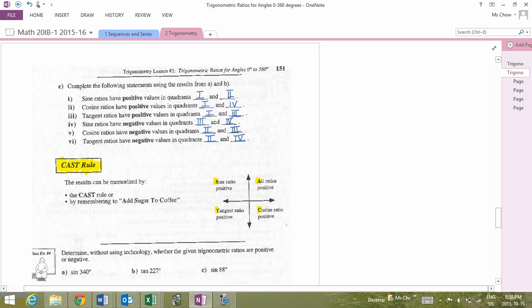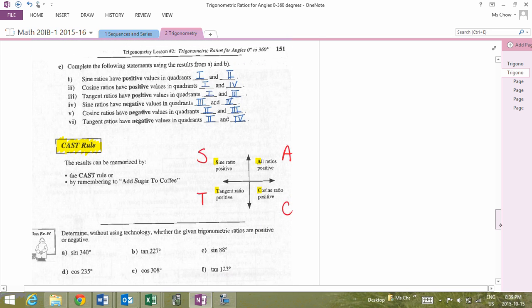So you often see people writing CAST. So these are all ratios being positive: cosine, all, sine, tangent. Or if you don't like the fact that the CAST rule starts in quadrant 4 and goes counterclockwise, you want to start in quadrant 1, which kind of makes sense, then that's why people say add sugar to coffee. Okay?